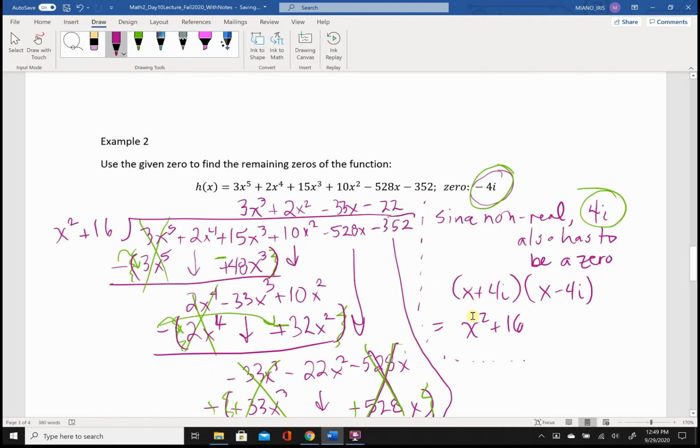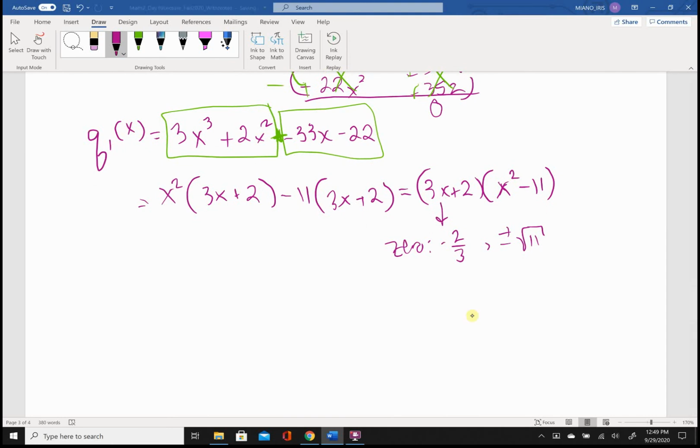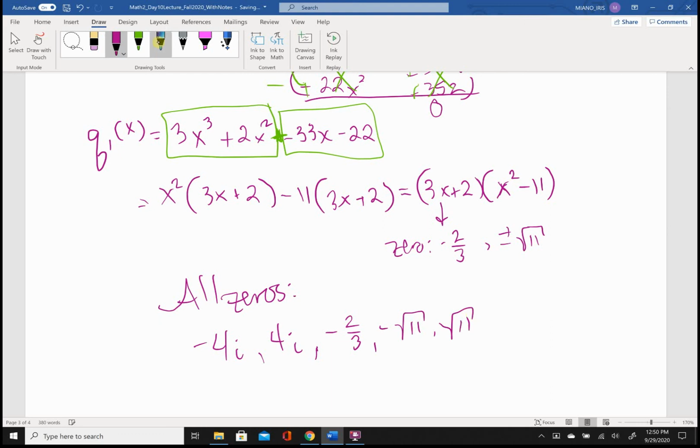So just to be clear, what we're supposed to do here is find all the zeros and rewrite it. Oh, find the remaining zeros. Okay, we don't even need to rewrite it in factored form. Although if they asked us to do that, we would do it, and I believe that's part of the instructions for the last example. So all zeros are, so they gave us negative 4i. We also were like, hey, 4i has to be in there as well because all complex zeros have their conjugate as another 0. Just a given, negative 2/3, negative square root of 11 and positive square root of 11. And that'll do it.